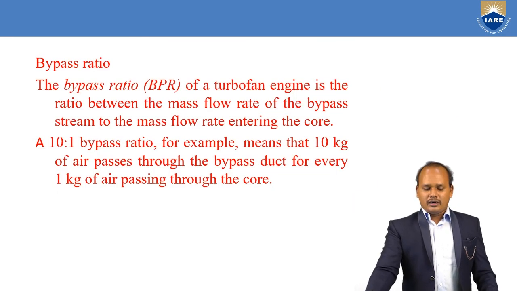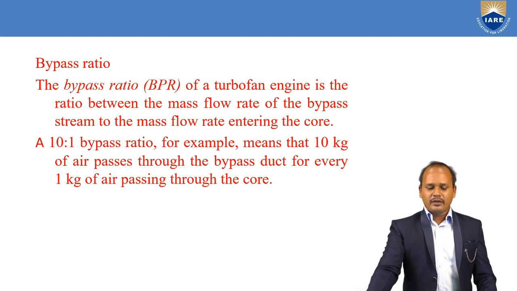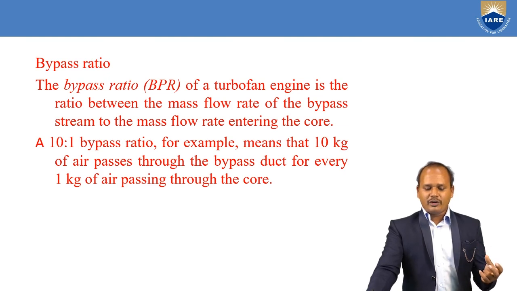Till now we have been discussing four types of gas turbine engines. We started off with the turboprop. The concept of the turboprop is acceleration of a huge amount of mass flow rate to a low velocity, whereas in the turbojet it is acceleration of a small amount of mass flow rate to a very high velocity. In the turbofan, it is a combination of both. In the bypass, a large amount of mass flow rate is accelerated to a lower velocity. In the core section, a smaller amount of mass flow rate is accelerated to a very high velocity.